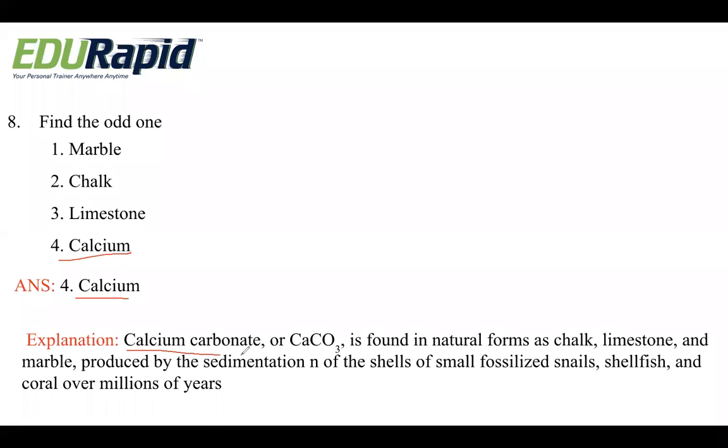Calcium carbonate, that is CaCO3, is found in natural forms as chalk, limestone, and marble, produced by the sedimentation of the shells of small fossilized snails, fish, and coral over millions of years. So here in the above four options, the first three consist of calcium carbonate, whereas the fourth option is calcium. So it is the odd one.